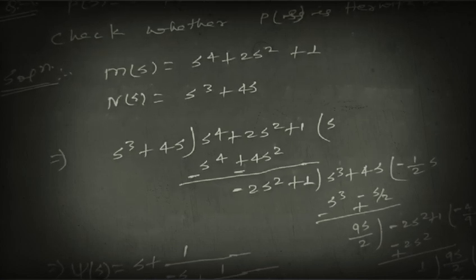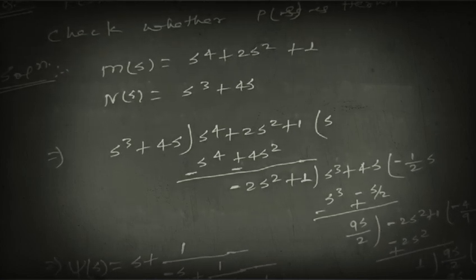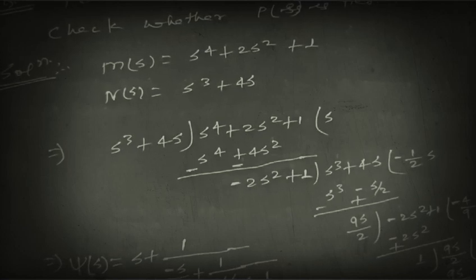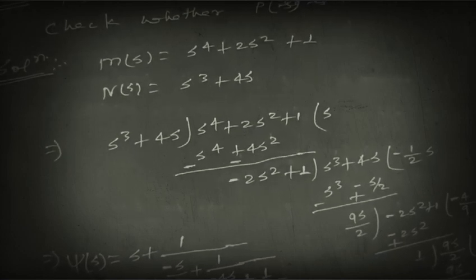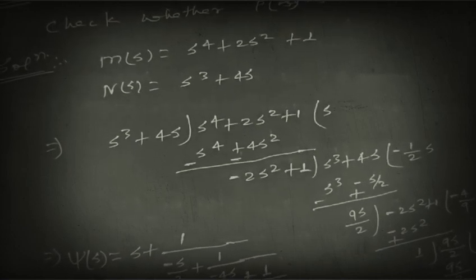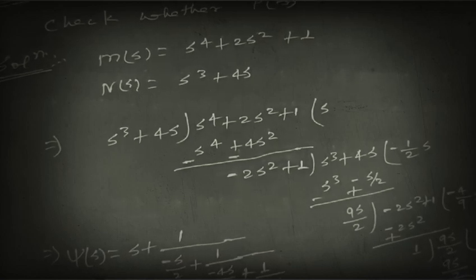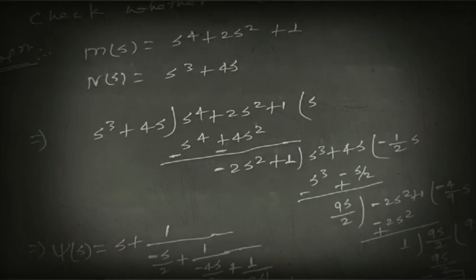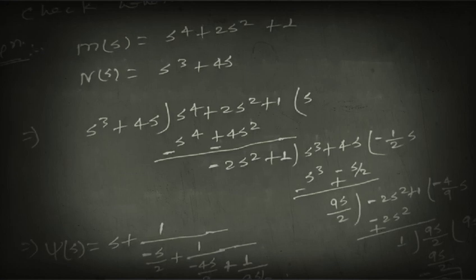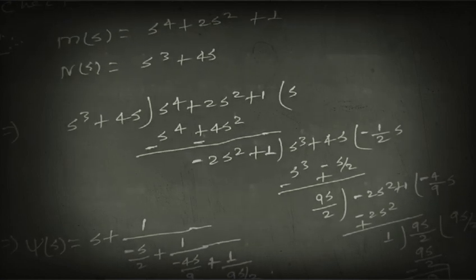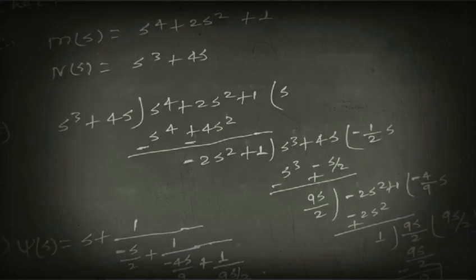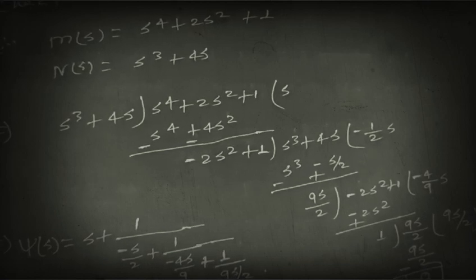So s to the power 4 plus 2s square plus 1 is the dividend and s cube plus 4s is the divisor. The first quotient will be s and the remainder will be minus 2s square plus 1. Now minus 2s square plus 1 will be the divisor and s cube plus 4s will be the dividend. So here we see that the next quotient will be minus 1 by 2s.